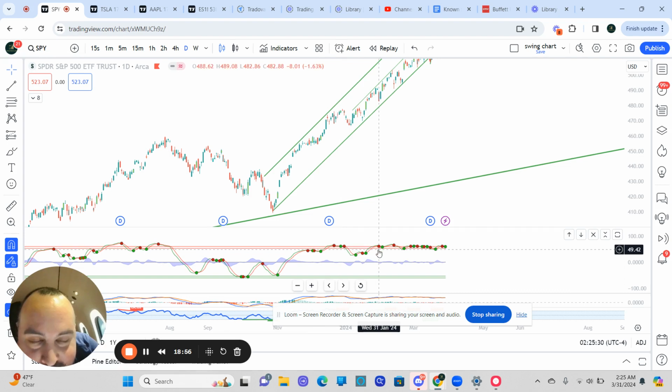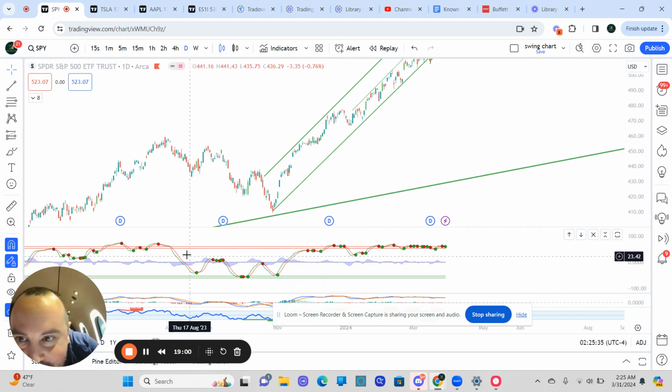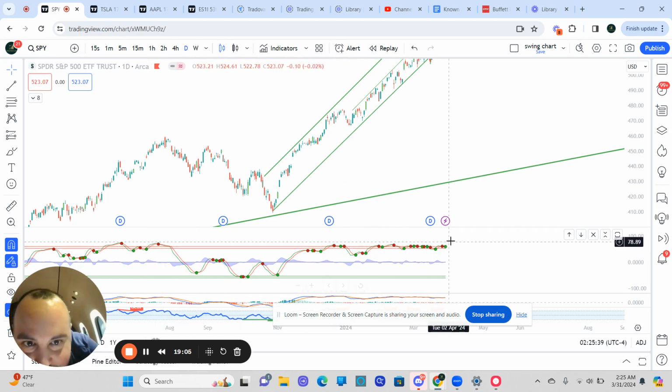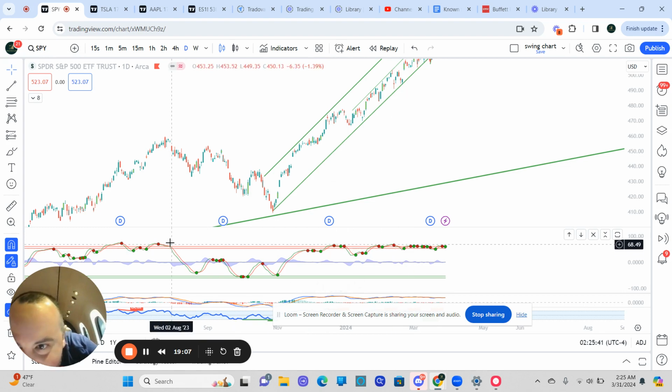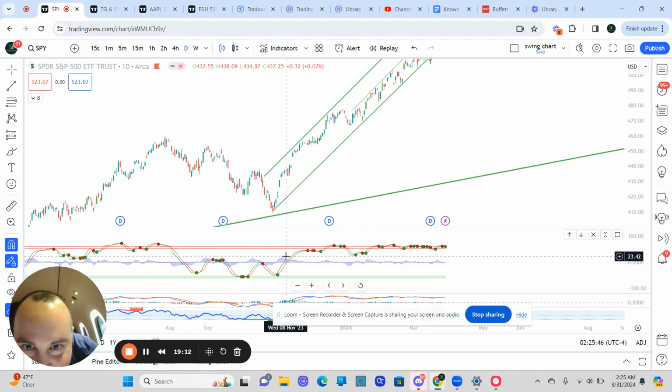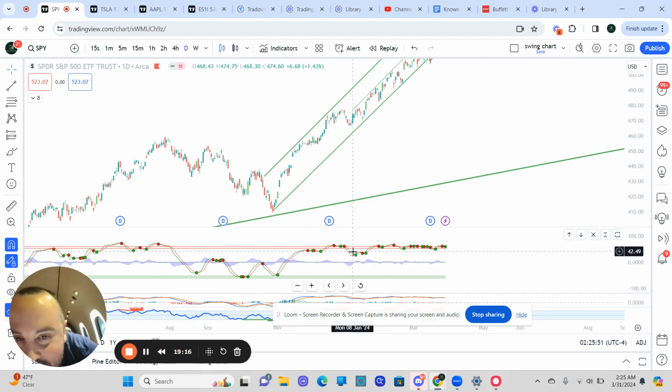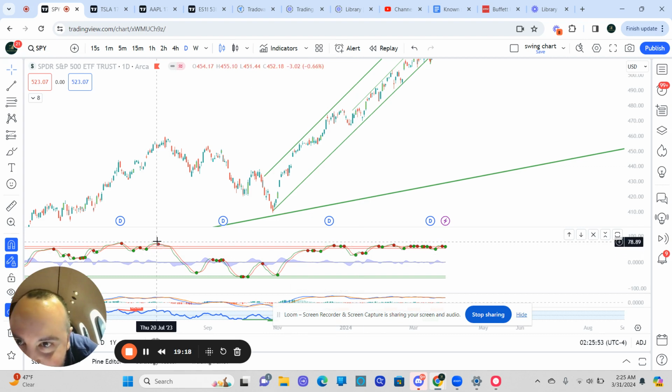But we've been pretty much overbought here forever, okay? But what we're waiting for is something like this. All these little dots, they don't matter. We want to see this come down, but obviously not the fake out. We want to see something like this. So we're overvalued and then we start to come down. This is when the real move is happening.